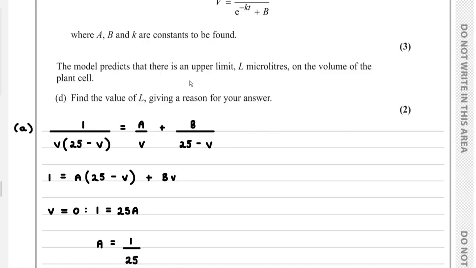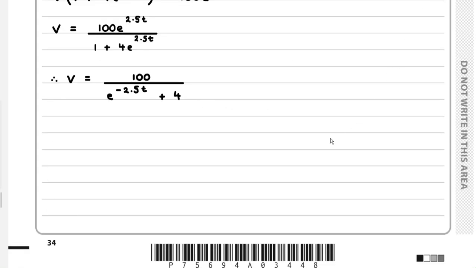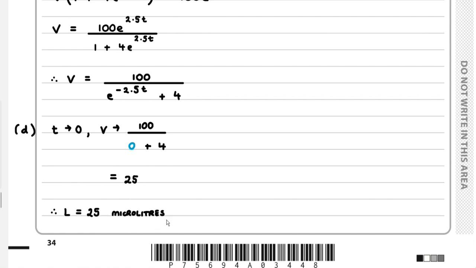The model predicts that there is an upper limit, L microliters, on the volume of the plant cell. Part A, find the value of L, giving a reason for your answer. Here we need to consider what happens when t tends towards infinity. Well, as t tends towards infinity, v will tend towards 100 over, now here, e to the negative 2.5t tends towards 0, and then I've got plus 4. 100 over 4 is 25, so this is equal to 25. So therefore, L is 25 microliters.